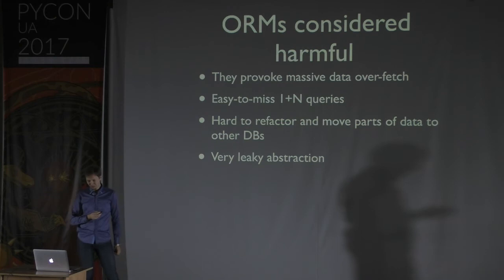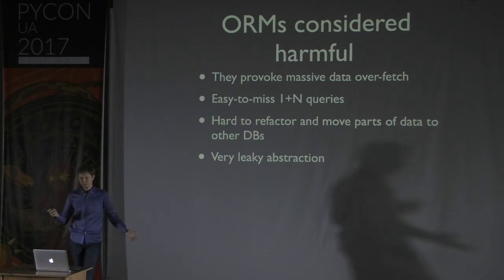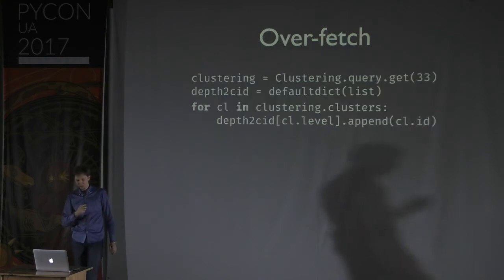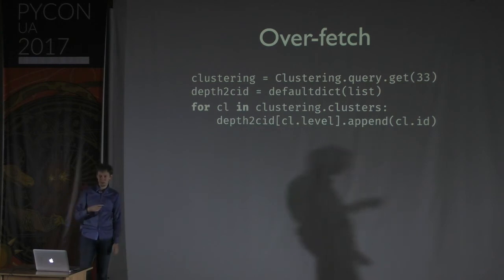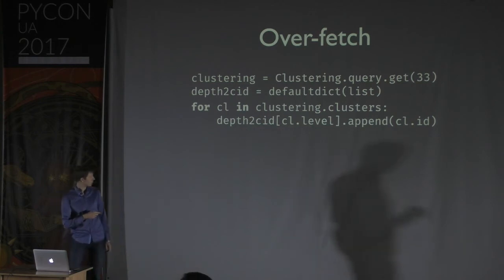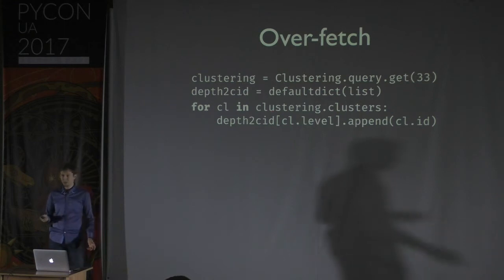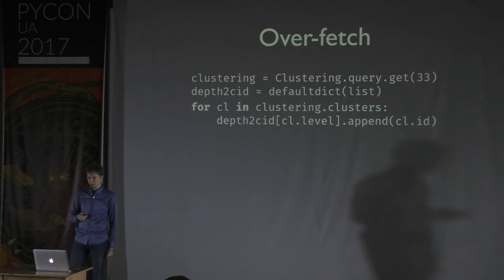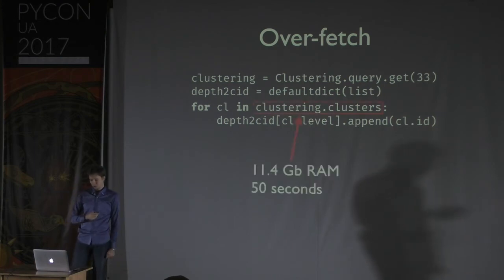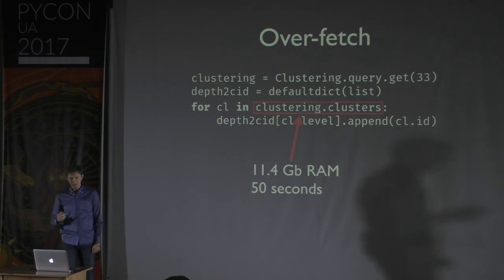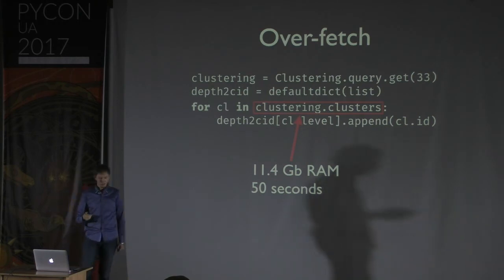I won't repeat many things that were said today about ORM. I will give you an example of this data overfetch. For example, this is from my project, a small piece of code. We get some object with an ID, and we store some mapping easily. It's very convenient to write code in this way. What could possibly go wrong? Well, it turns out we have lots of data in clusters, and it runs for 50 seconds.